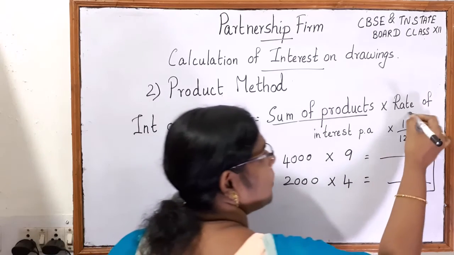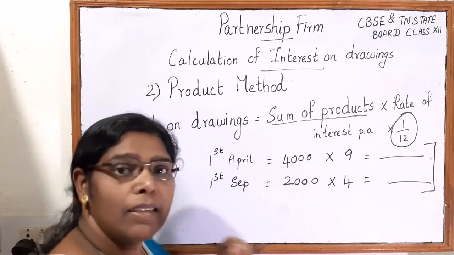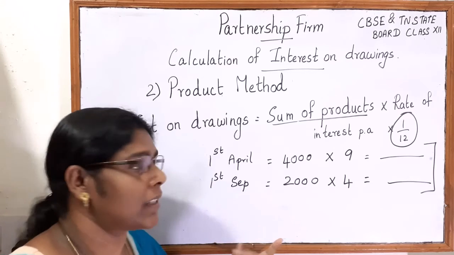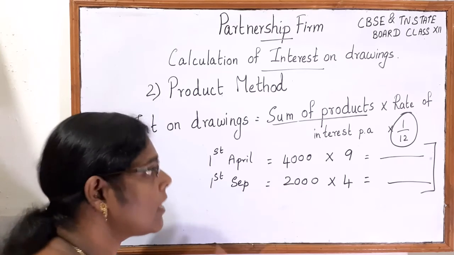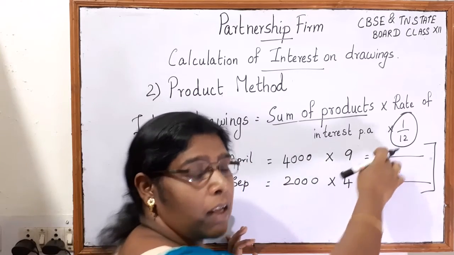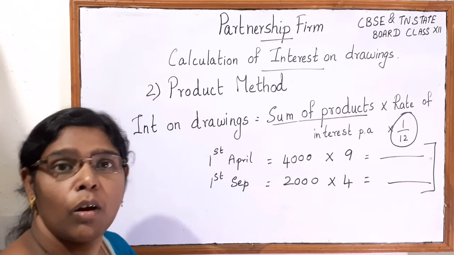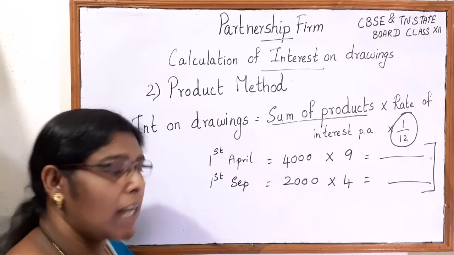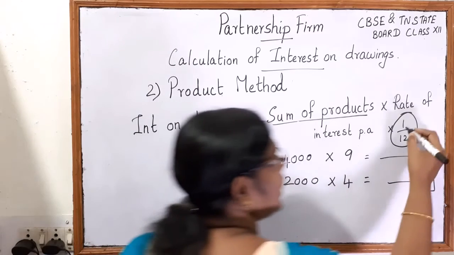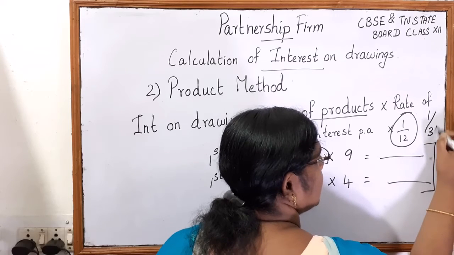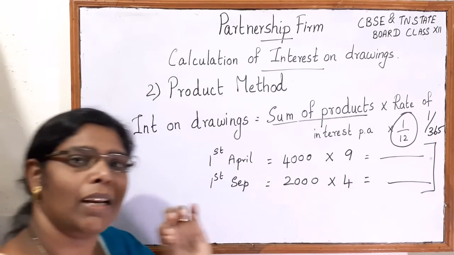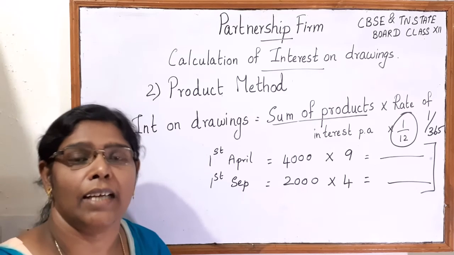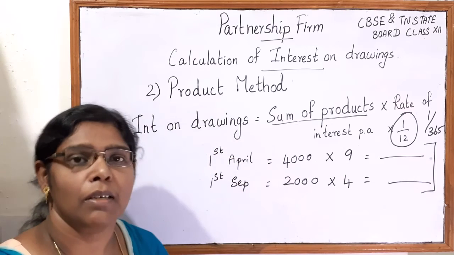Here I want to add something. It's 1 by 12. Interest on drawings in the product method is done in 2 ways. One is on the basis of months. If we are doing it on the basis of months, then we put 1 by 12. The same thing can be done for the number of days. If we are doing it for days, then we have to replace this by 1 by 365. This is the only difference we have to note. Now let's work out a problem so that we can understand the concept more clearly.